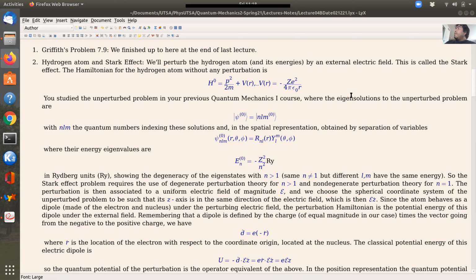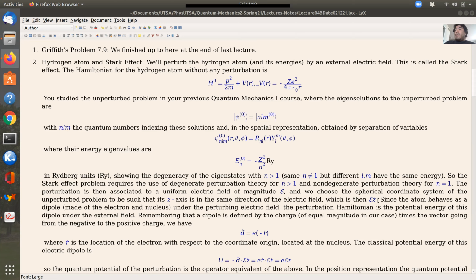So the polar angle, or the polar axis, actually has some freedom. But in the case of this electric field perturbation, which has a uniform direction, it is actually quite convenient to choose as the polar axis, therefore the z-axis, exactly in the same direction as this external electric field. So for convenience, we're going to choose the spherical coordinate system of the unperturbed problem such that it's aligned with the direction of the perturbative electric field.